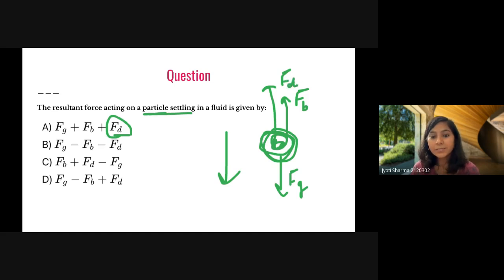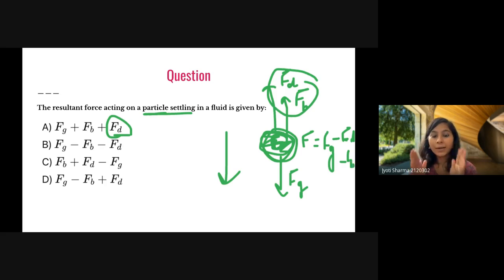Okay, so if we are having the resultant force, this resultant force will be equal to Fg, then minus these forces. Okay, so this will be minus Fd and minus Fb. So this is how this will be the resultant force that will act on your particle that is settling in the liquid. So that's how B is giving you the right explanation.